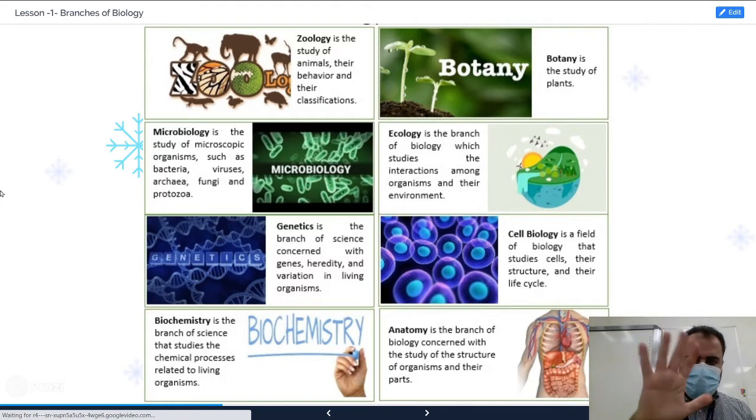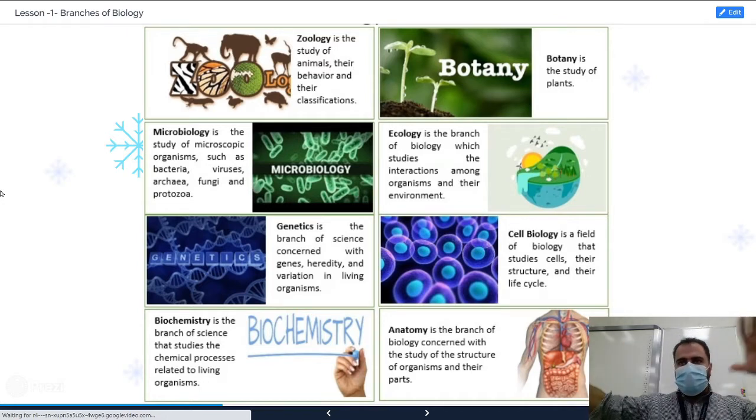Now we move to the fifth branch of biology, which is genetics. From its name, genetics, from genes, from DNA. This is related not to the classification of living organisms, not to plants. This is related to how features and traits move from parents to offspring. So genetics is the study of heredity. Heredity is how we take our traits and characteristics from our parents.